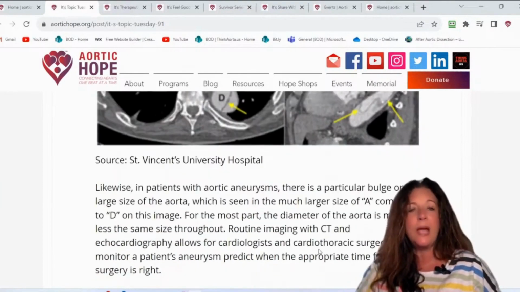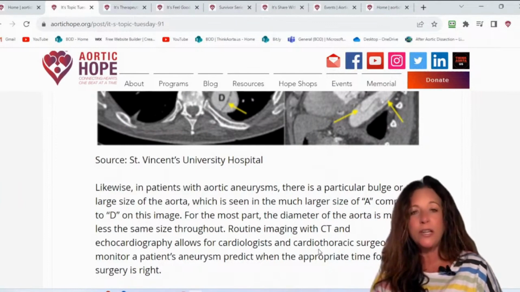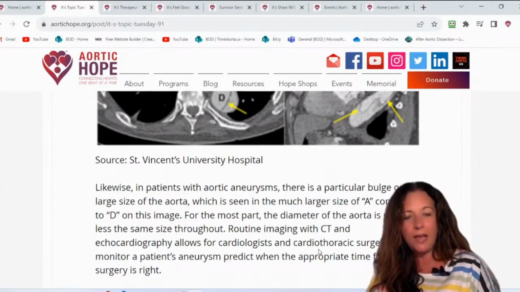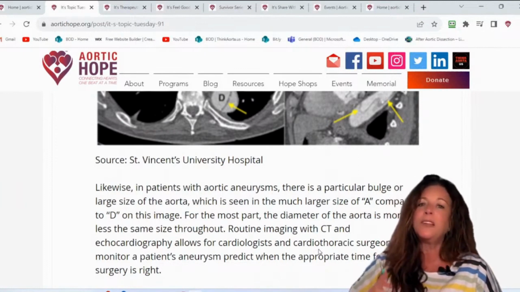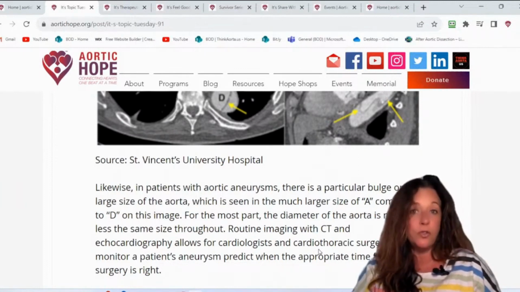For the most part, the diameter of the aorta is more or less the same throughout in this picture. And routine imaging with CT and echocardiography allows cardiologists and cardiothoracic surgeons to monitor a patient's aneurysm and helps them predict when it's appropriate to intervene with surgery.